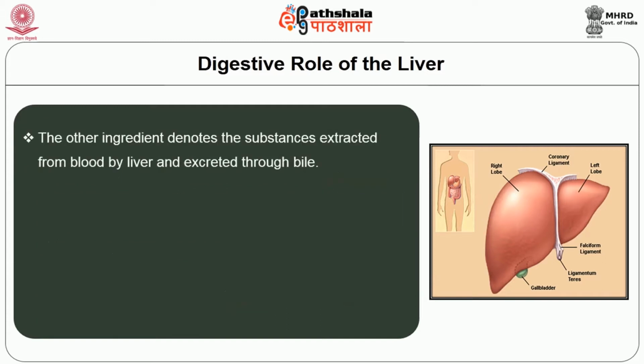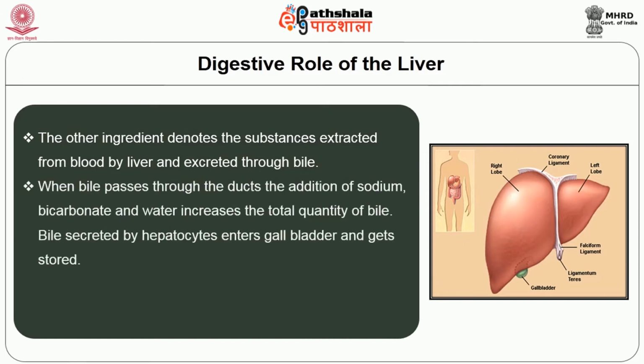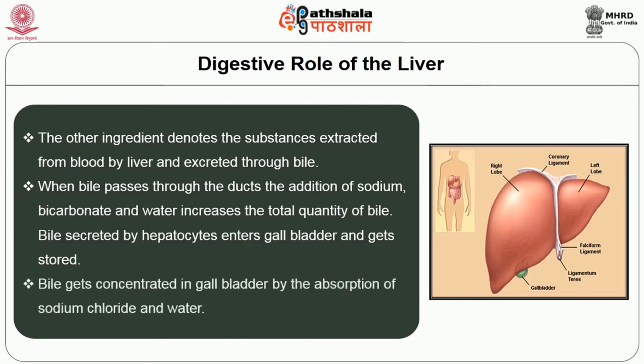The other ingredient denotes the substance extracted from blood by liver and excreted through bile. When bile passes through the ducts, the addition of sodium, bicarbonate and water increases the total quantity of bile. Bile secreted by hepatocytes enter gallbladder and gets stored. Bile gets concentrated in the gallbladder by the absorption of sodium chloride and water.